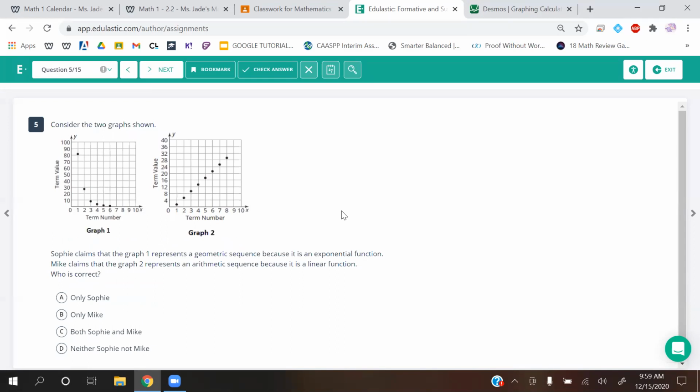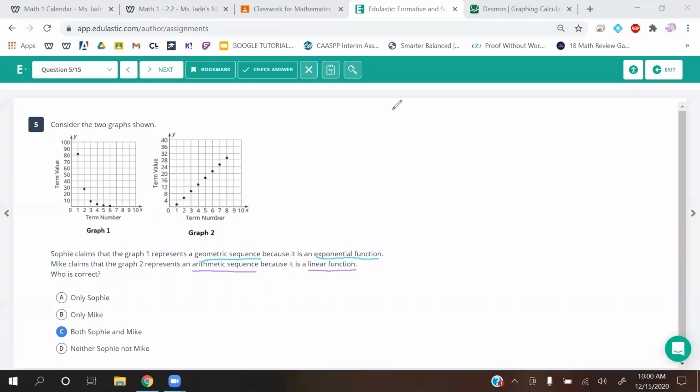Okay, consider the two graphs shown, graph one, graph two. Okay, Sophie claims that graph one represents a geometric sequence because it is an exponential function. Mike claims that graph two represents an arithmetic sequence because it is a linear function. Who is correct? Okay, so this one is just like, if you remember it or you don't, so I'm gonna tell you, both Sophie and Mike are correct. If you have a geometric sequence, oh, I can't highlight, let me annotate. Geometric sequences become exponential functions, okay? So Sophie is correct because geometric and exponential, they are the same. And then I also want you to remember that arithmetic goes with linear. So arithmetic sequences become linear functions. They are the same. So they are both correct, okay?